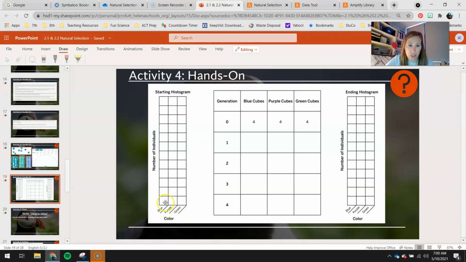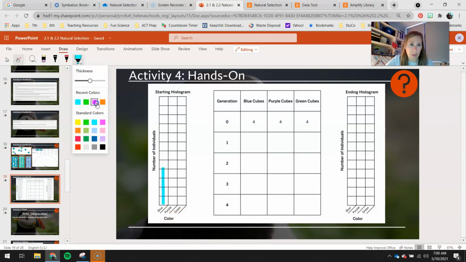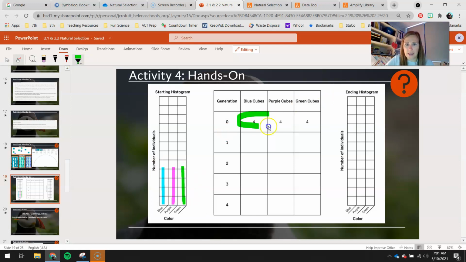You should have 4 of each, so fill in 4 blocks for each of those, with probably your highlighter would work best, and you guys can either color coordinate. All right, blue, there were 4 blue individuals. Okay, how many purple? Purple individuals, 4 of them. Okay, how many green? 4 greens. Okay, and you guys can see that's already in your data table right there.